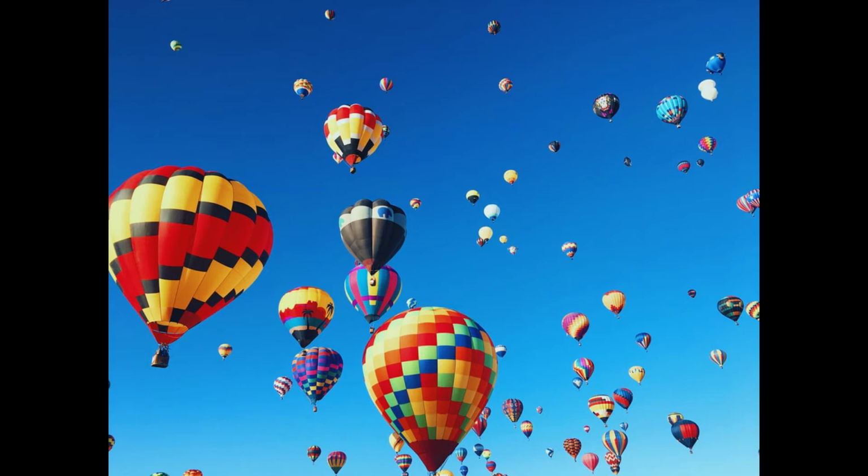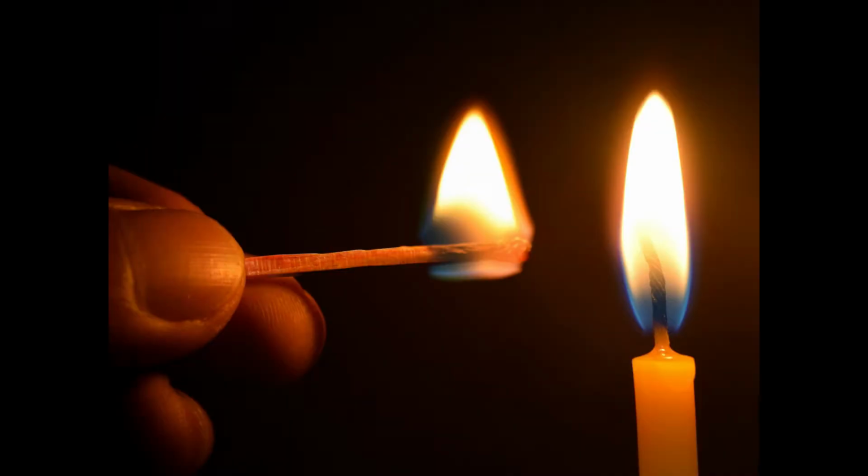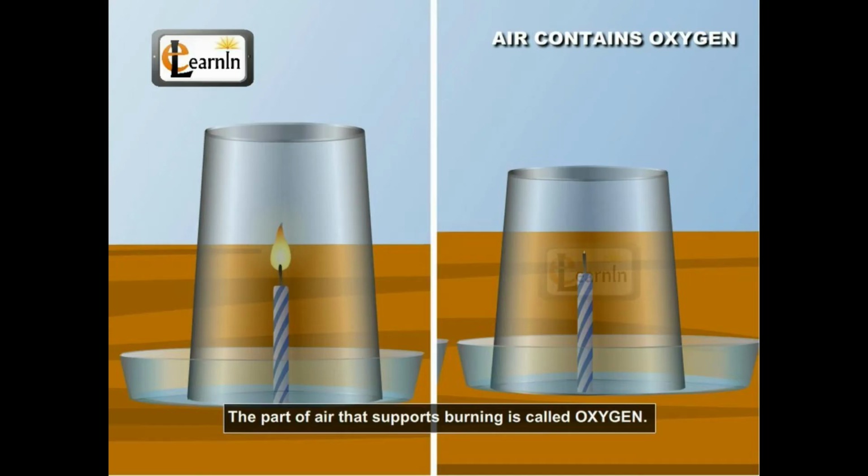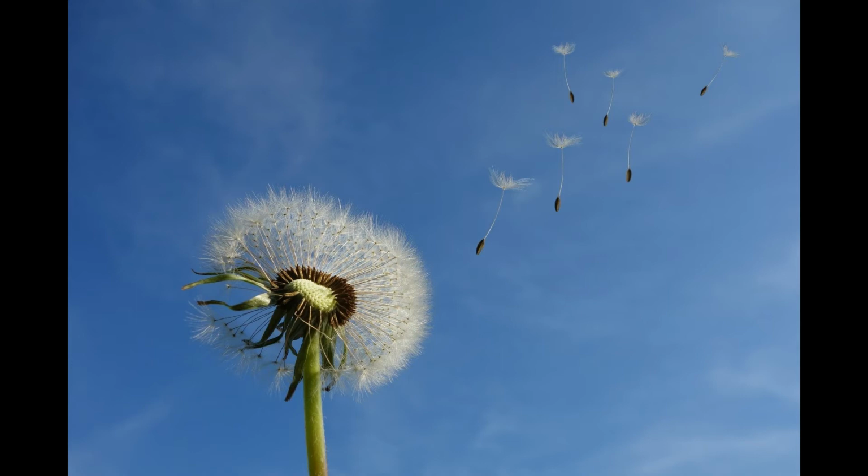And one more property of air is needed for burning. There can be no fire without air. If we cover a burning candle with a glass tumbler, the candle stops burning after some time. This is because there is no air in the tumbler. That shows air is needed for burning. These are the properties of air.